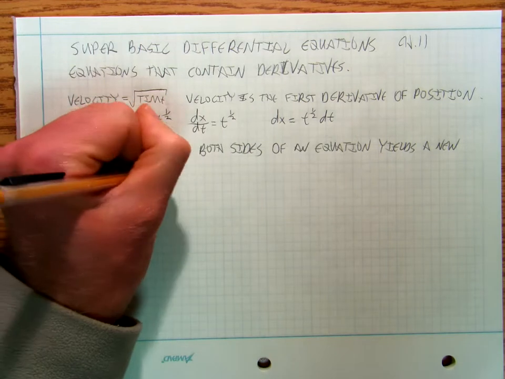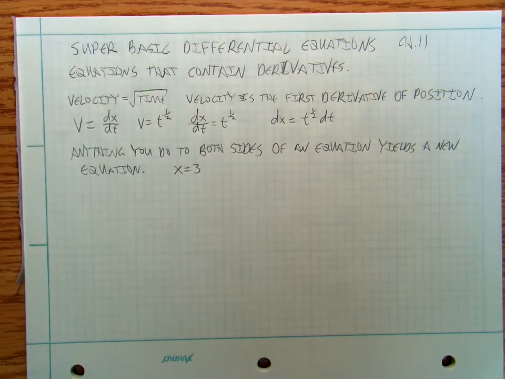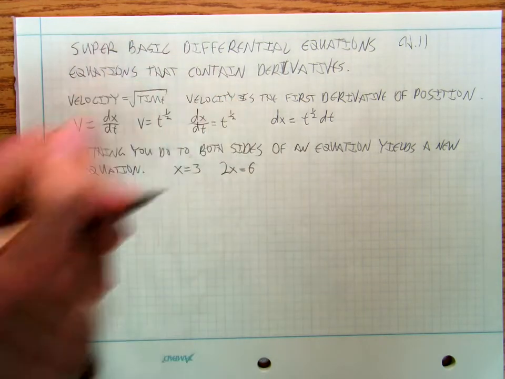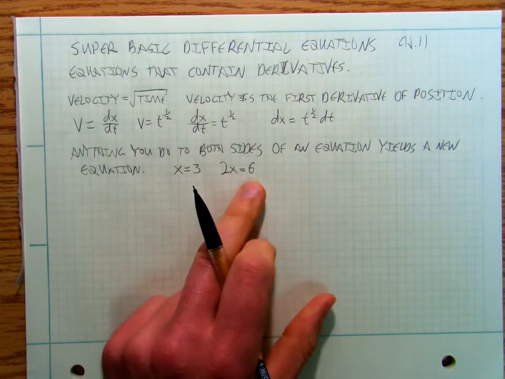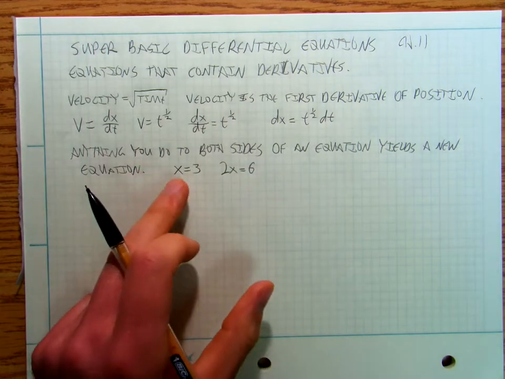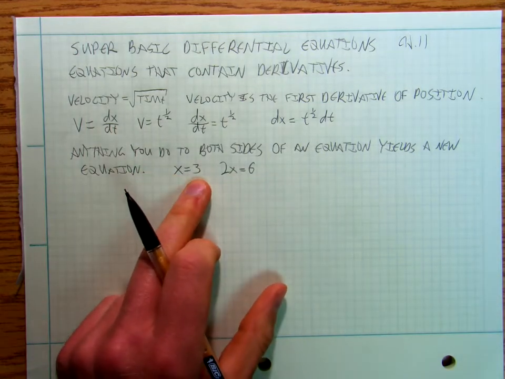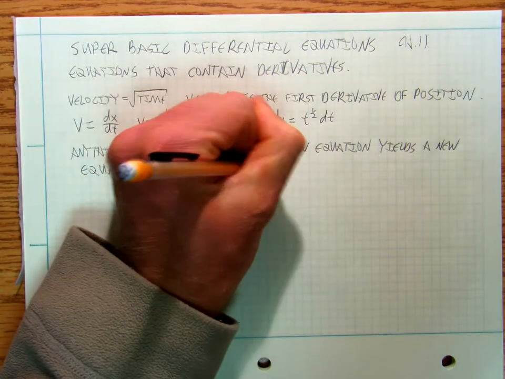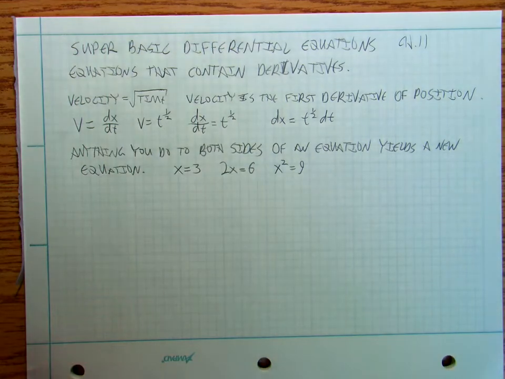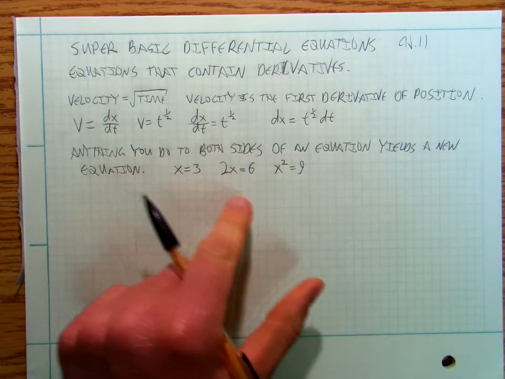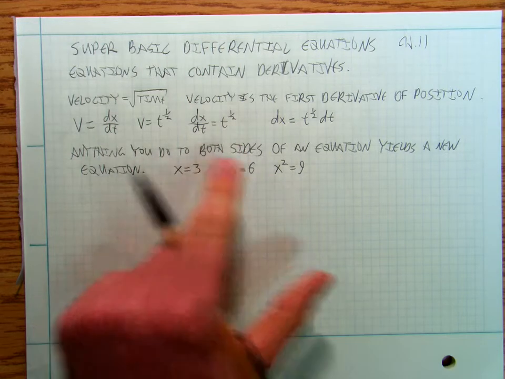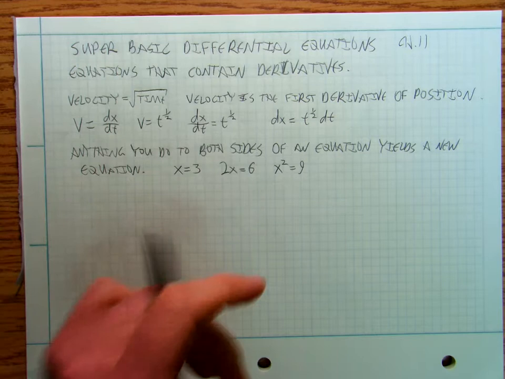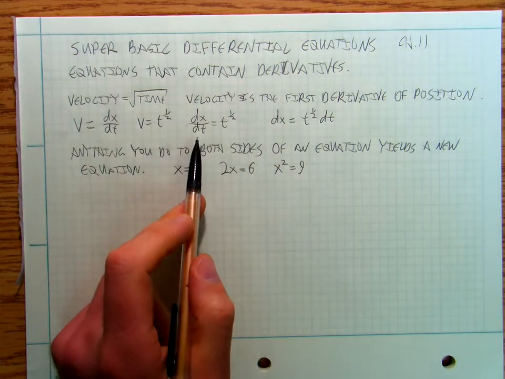Anything you do to both sides of an equation yields a new equation. So if I've got x equals 3 as my equation, now if I multiply both sides by 2, I get 2x equals 6. I multiply x by 2 and get 2x, multiply 3 by 2 and get 6. It's still a valid equation. Now if I square both sides, I get x squared equals 3 squared, or 9. So anything I do to both sides will give me a new equation.